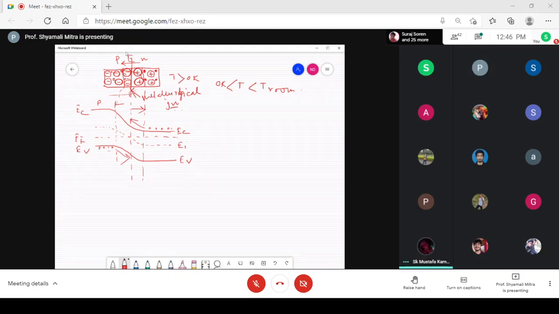Ma'am, one question. Yes. Ma'am, this Fermi level is constant. This is depicting thermal equilibrium. Yes. Okay.